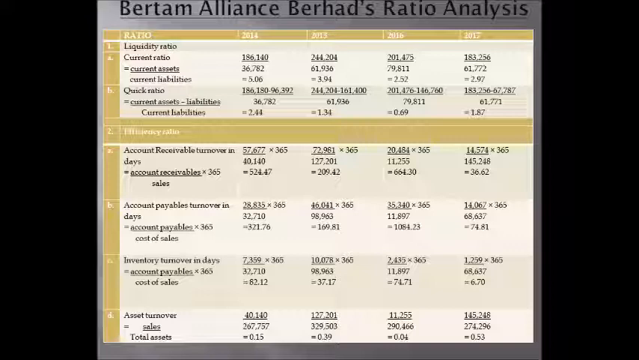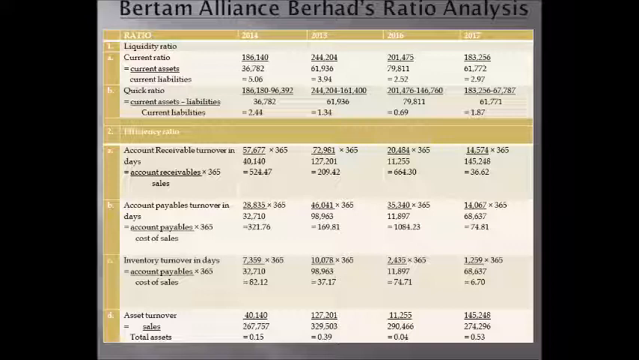Based on the result, the liquidity ratio shows that the current ratio for year 2014 is better than 2015, 2016 and 2017, which is 5.06, while the quick ratio for the year 2014 is better than the other years, which is 2.44. So it shows that in 2014, the company has enough current assets to cover its current liabilities without selling inventory.